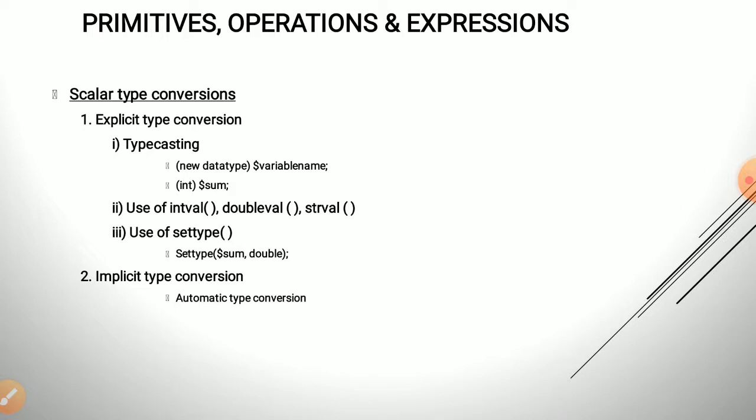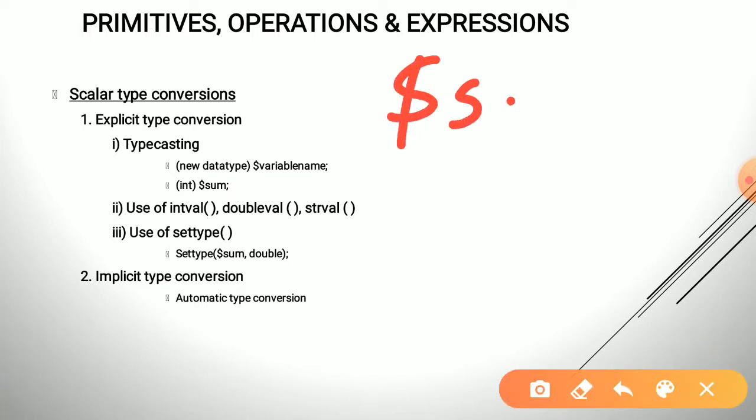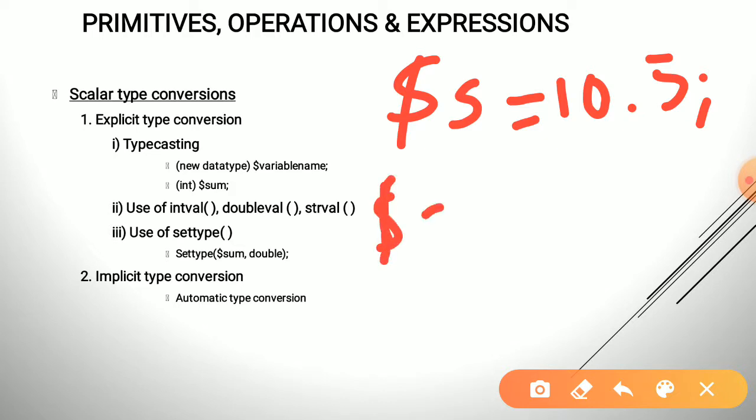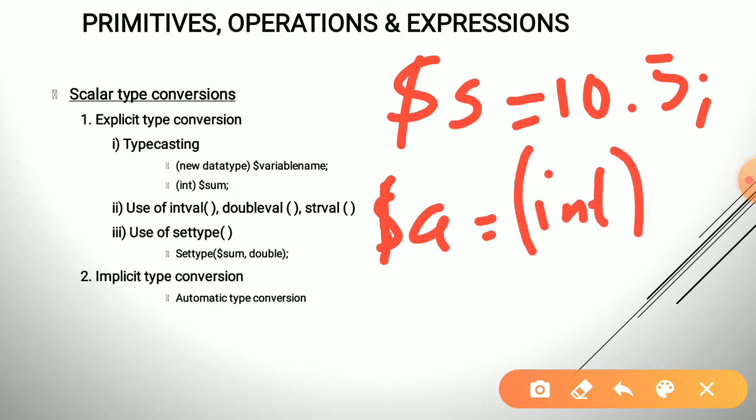So first one is typecasting. In typecasting, we can typecast a variable to a new data type. The format is, within parentheses, the new data type, then the variable name, for example (int) $sum. For example, suppose $s equal to 10.5. Suppose the value of variable s is 10.5 and we are writing $a equal to (int) $s.